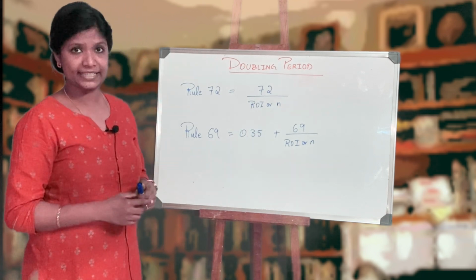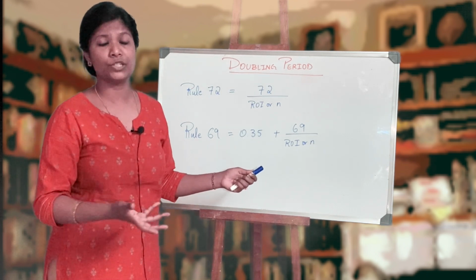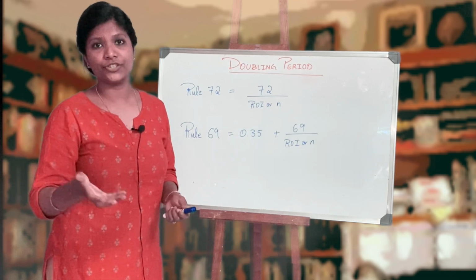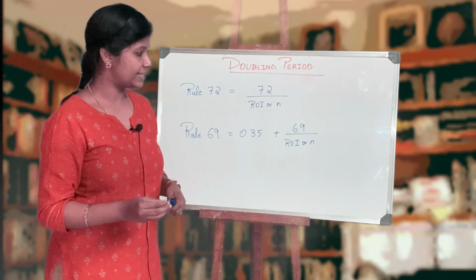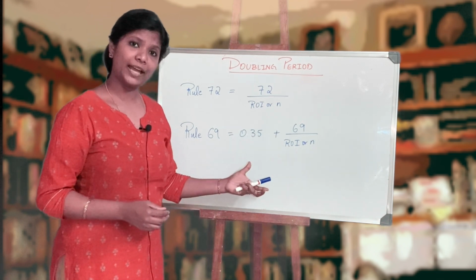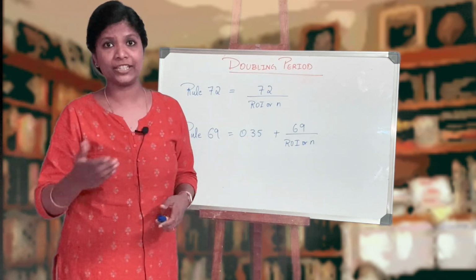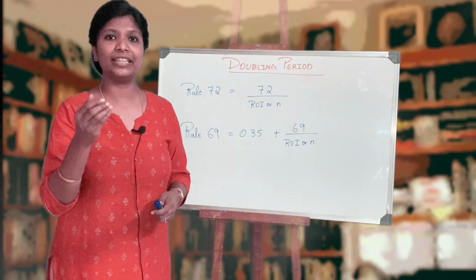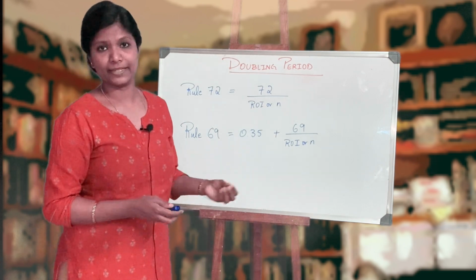Same here for Rule 69. 0.35 is a constant number here. Where we usually used 1 plus I for present value or future value, that digit is a constant in the formula. So here for Rule 69, 0.35 is going to be your constant. So 69 divided by rate of interest or N, the same rule applies here. Either the question will tell you to find out the time period at which the investment doubles, or find out the rate of interest at which the amount will double itself. So this is the concept of doubling period.